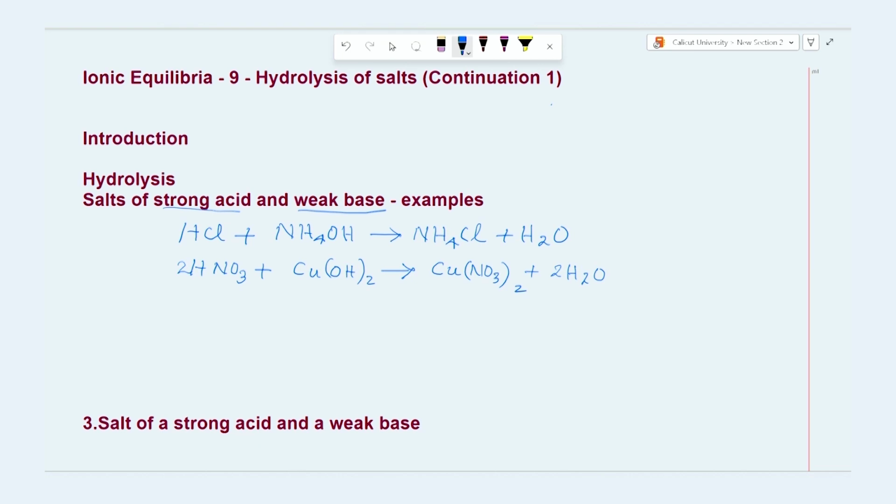So, any salt which is formed from a strong acid and a weak base, here copper hydroxide is a weak base, ammonium hydroxide is a weak base, nitric acid is a strong acid, HCl is also a strong acid. Such types of salts, since one of the electrolytes, in this case the base, is weak, will undergo hydrolysis. Now, let us see how it is shown.